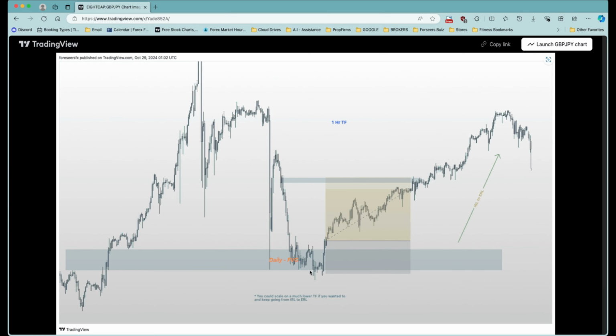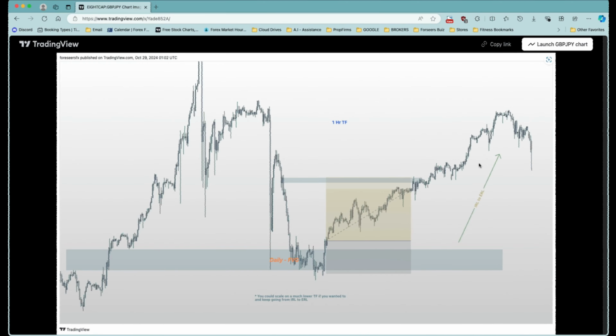Also, you could scale on a much lower time frame if you wanted to and keep going from IRL to ERL. For instance, you could have zoomed down on a lower time frame and maybe found an order block down here, entered on the lower time frame and targeted this little area of liquidity here. Same thing here, maybe you could have scaled into an order block on the lower time frame and then targeted the same order block on the 1 hour time frame, and so on and so forth. You could just keep going from IRL to ERL, IRL to ERL. Very simple, just like that.